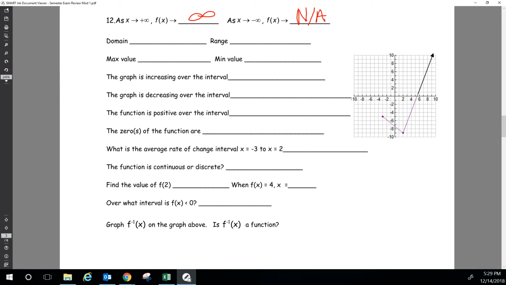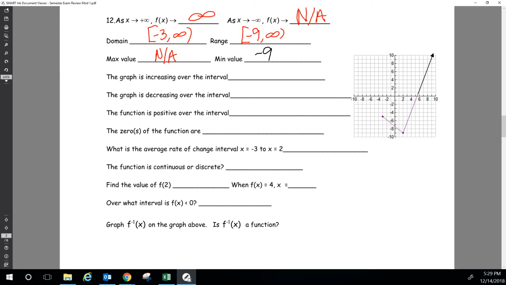All right, what's our domain? Our domain for this guy is starting at -3, and the x values go on forever. So including -3 to infinity. For my y values, my lowest y value is here at -9, and it's going on and up forever. So from -9 to infinity. What's the maximum value? I don't have one. It continues on and up forever. I do have a minimum value. That's down at the bottom of this V shape here, which is at -9.